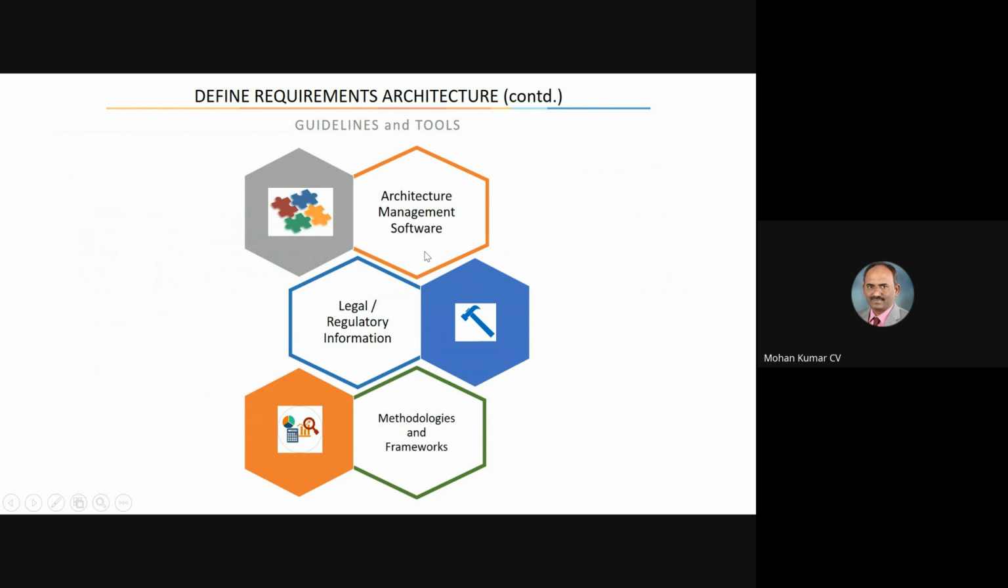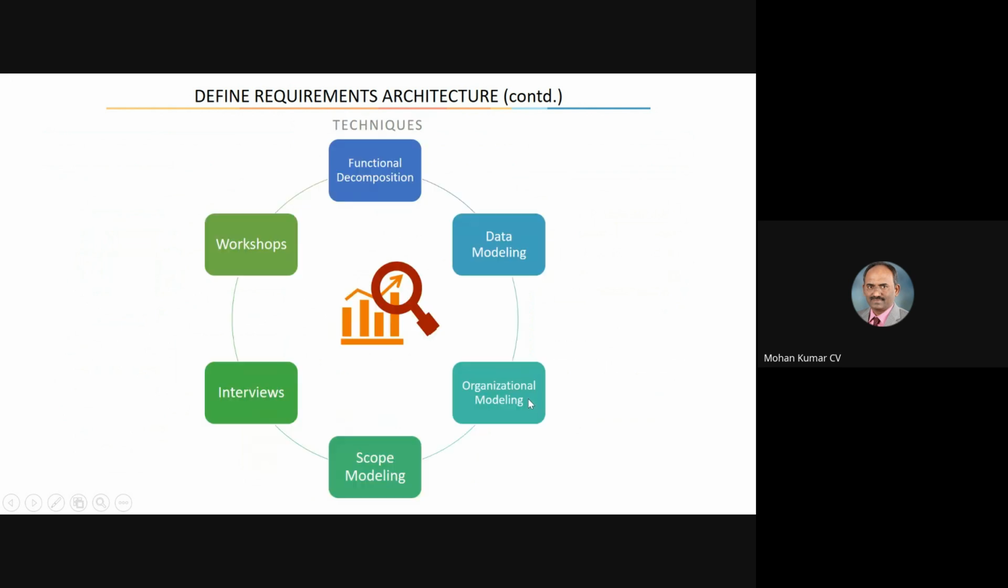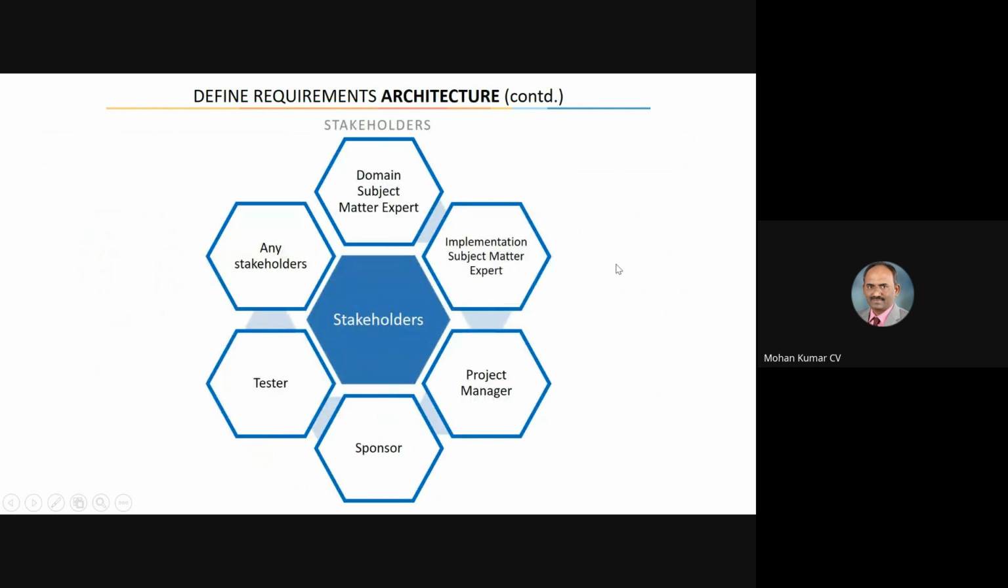So, define requirements architecture. For architecture management, you can use architecture management software or regulatory information. Some methodologies or frameworks you can use. There are different techniques for this: functional decomposition, data modeling, organizational modeling, scope modeling, interviews, workshops. All these things are used for defining the requirement architecture. And the stakeholders, as usual, are the domain subject matter expert, implementation subject matter expert, project manager, sponsor, tester, and any other stakeholders.